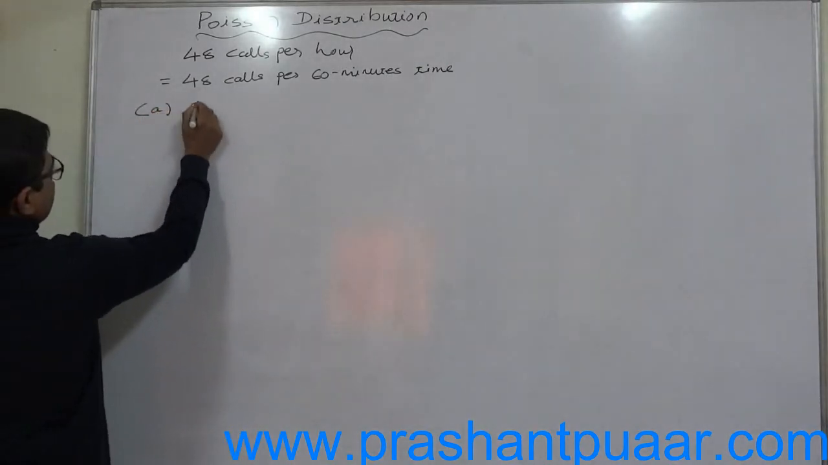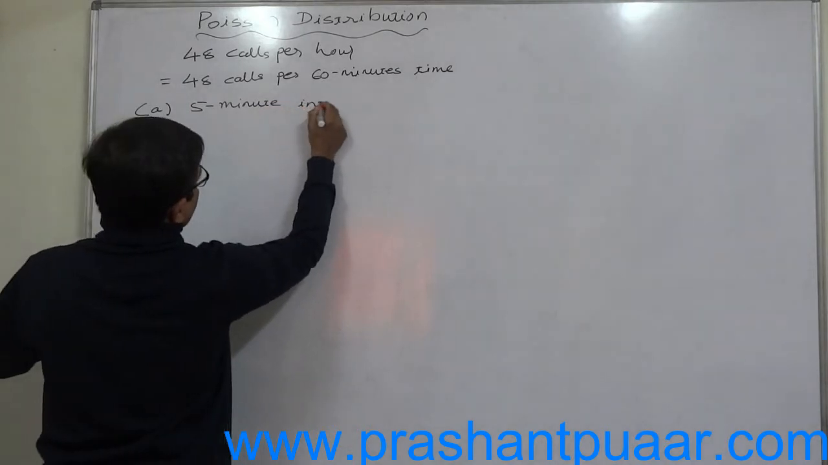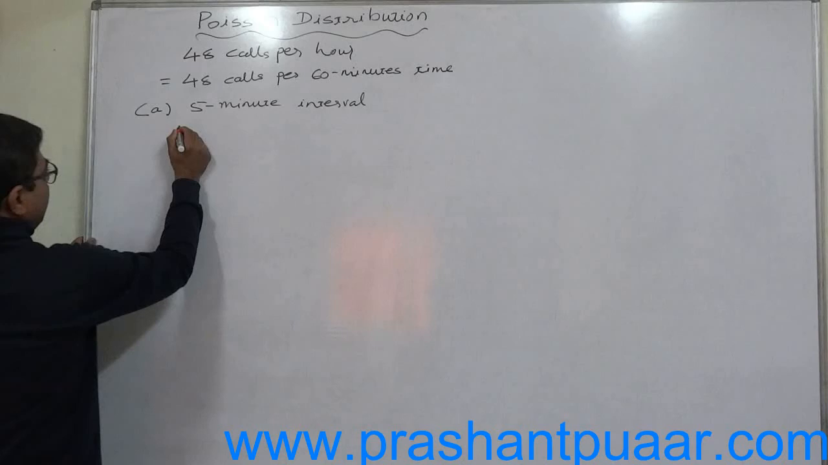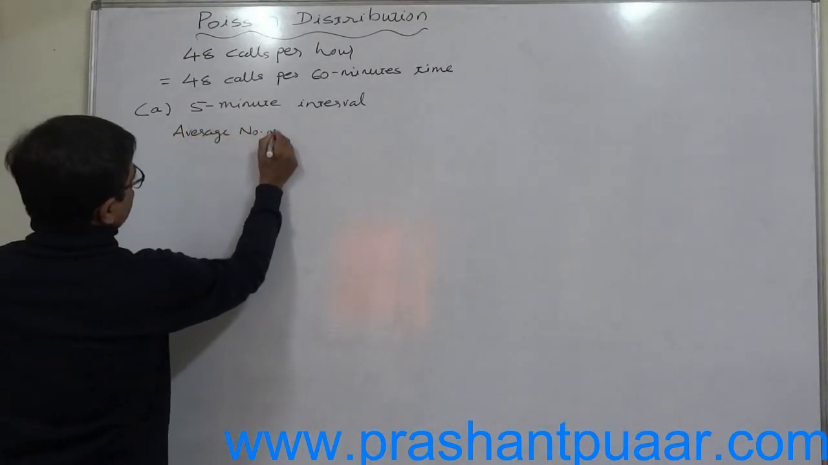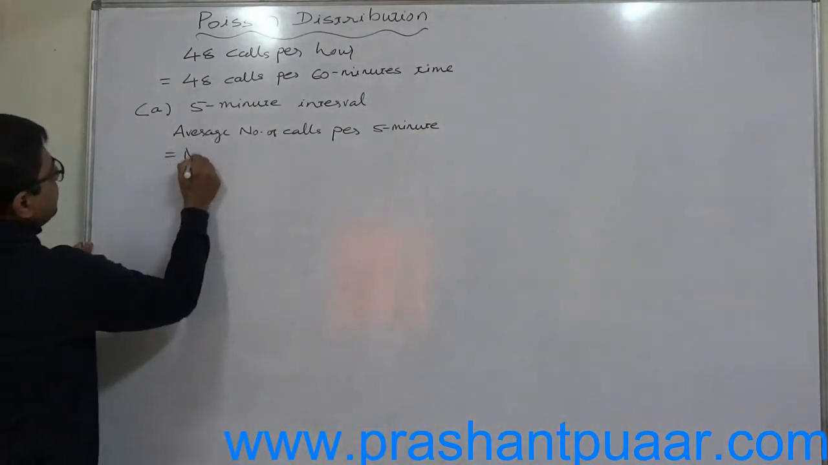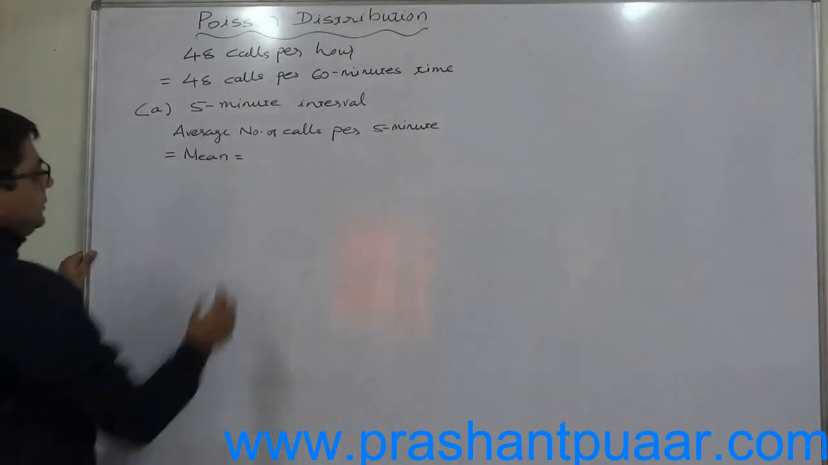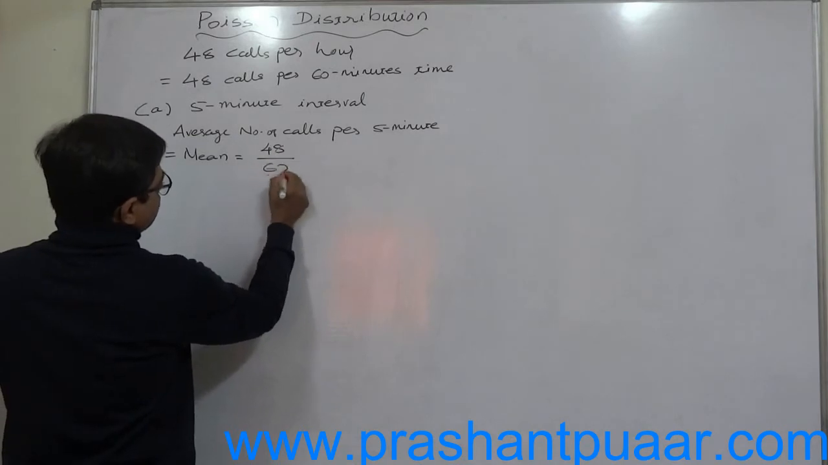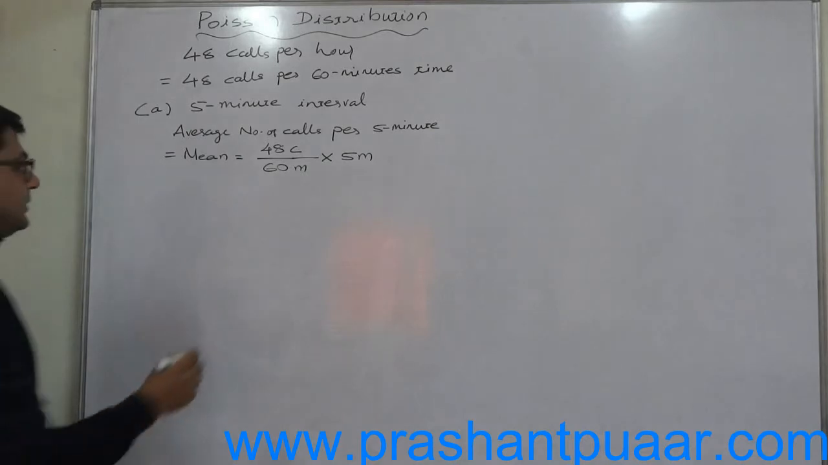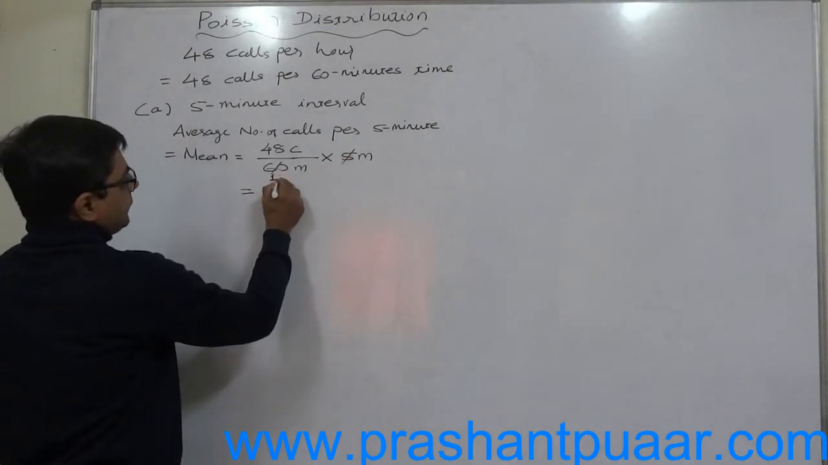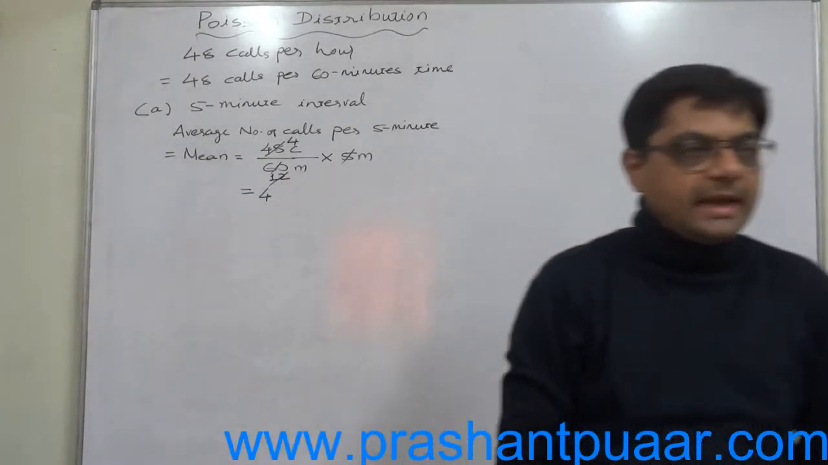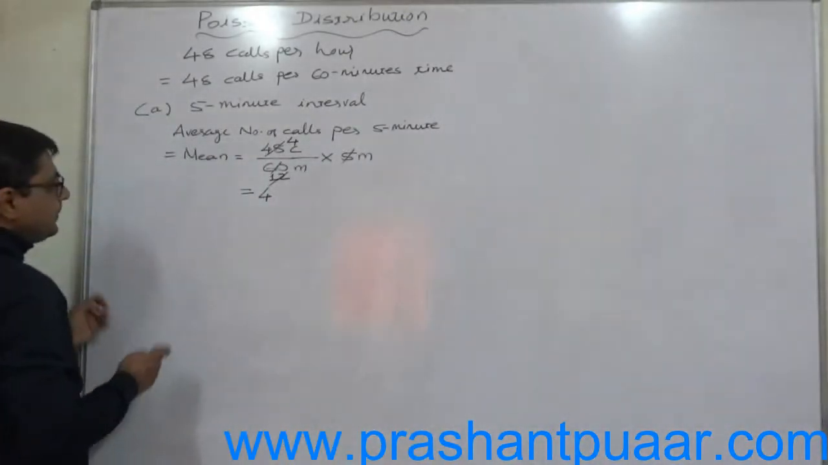Now A, the time span is a 5 minute interval. The base of the first sub question is the 5 minute interval. So first of all, the average number of calls per 5 minutes, or mean, equals 48 divided by 60, into 5. 48 calls per hour, 60 minutes, into 5 minutes. What will happen? Cancellation of 5 and 60 gives 12, and then cancellation of 12 and 48 gives 4. That means the mean number of calls for a time span of 5 minutes is 4. Mean is 4 for us.